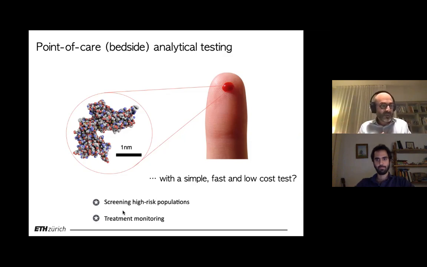And another application is what is called treatment monitoring. That means that when the patient is already diagnosed with a disease and receives a treatment for that, what you would like is these devices to help monitoring regularly the effect of the treatment, toward a more personalized medicine.